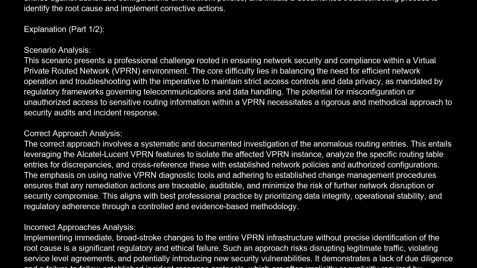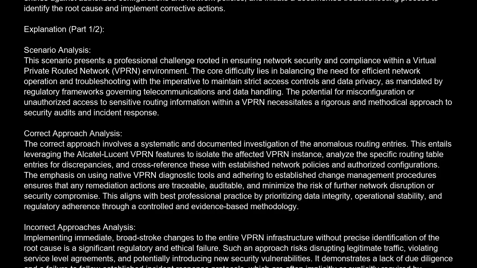Incorrect approaches analysis. Implementing immediate, broad-stroke changes to the entire VPRN infrastructure without precise identification of the root cause is a significant regulatory and ethical failure. Such an approach risks disrupting legitimate traffic, violating service-level agreements, and potentially introducing new security vulnerabilities. It demonstrates a lack of due diligence and a failure to follow established incident response protocols, which are often implicitly or explicitly required by regulatory bodies to ensure network reliability and security.